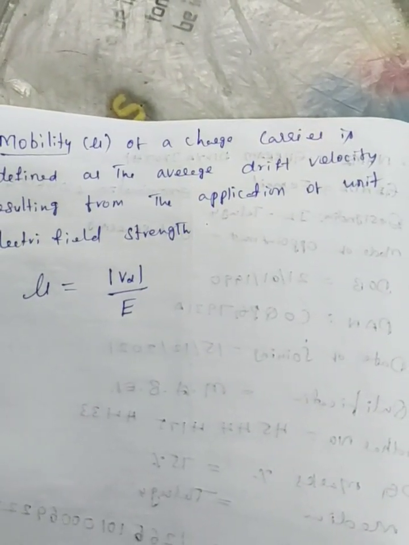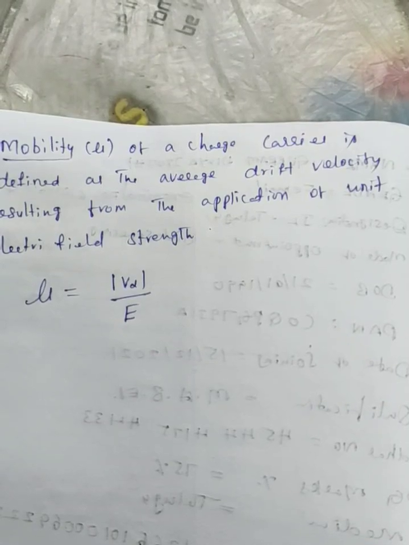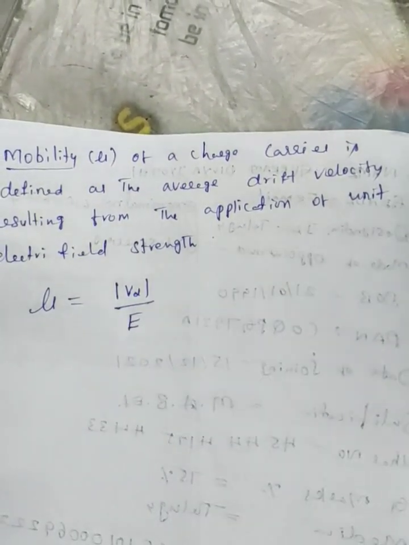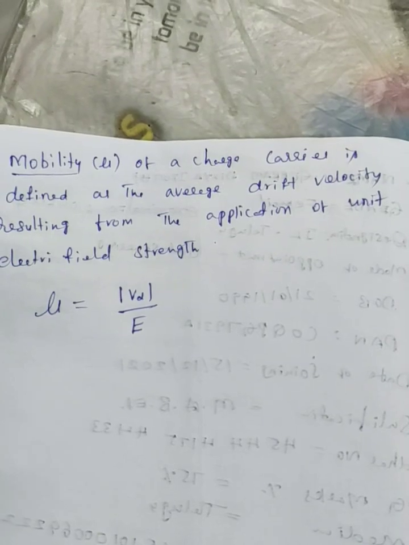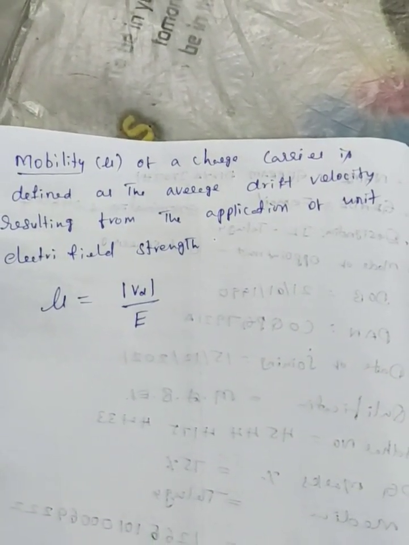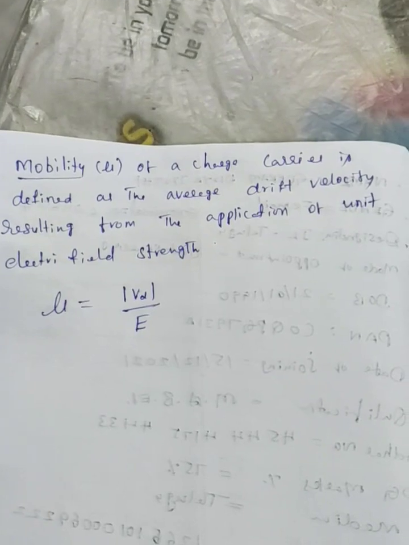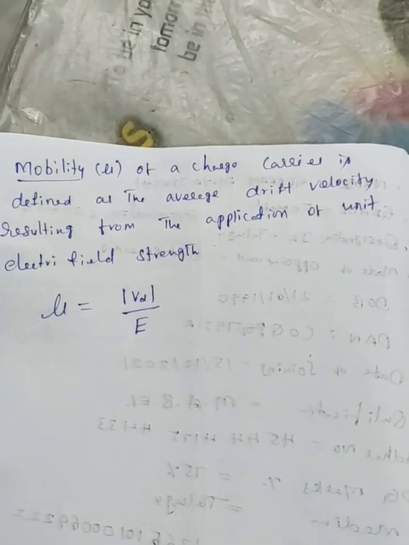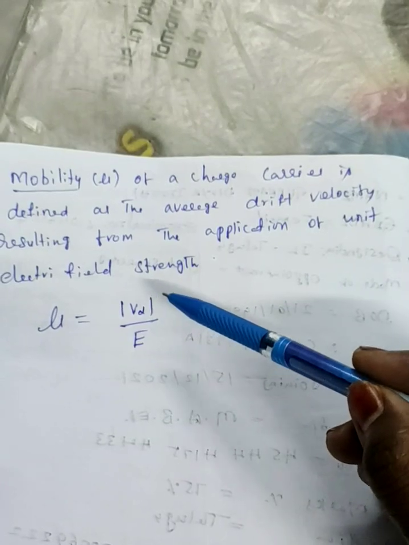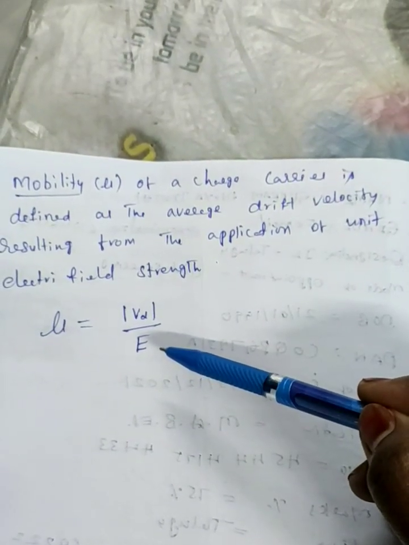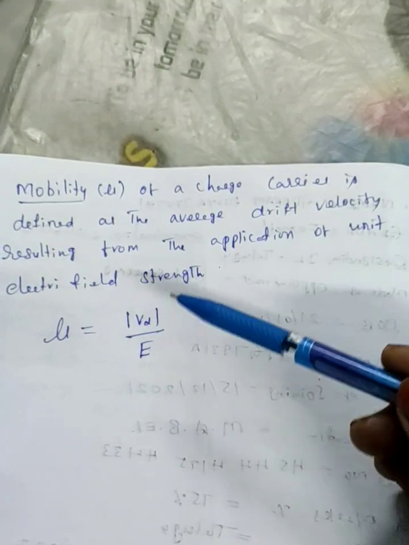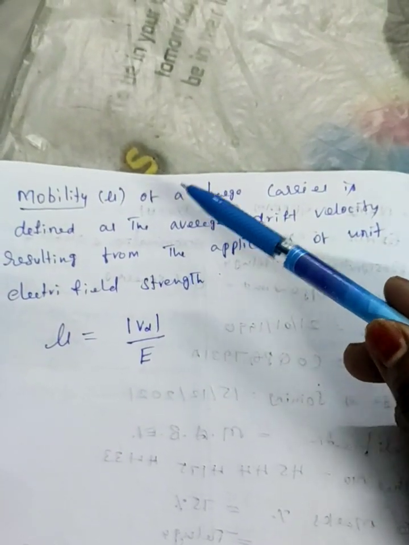One more small topic, mobility. Mobility of a charge carrier is defined as the average drift velocity resulting from the application of unit electric field strength. Mobility mu is Vd per unit electric field. That means drift velocity per unit electric field is called mobility.